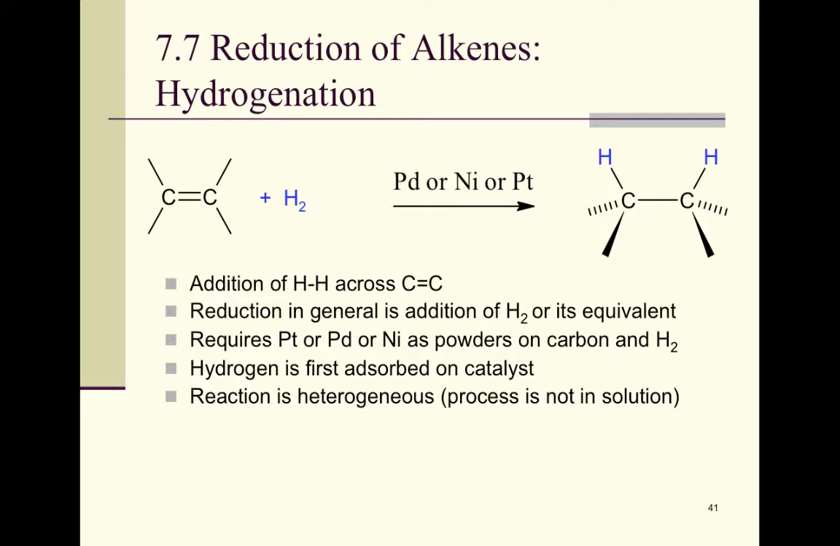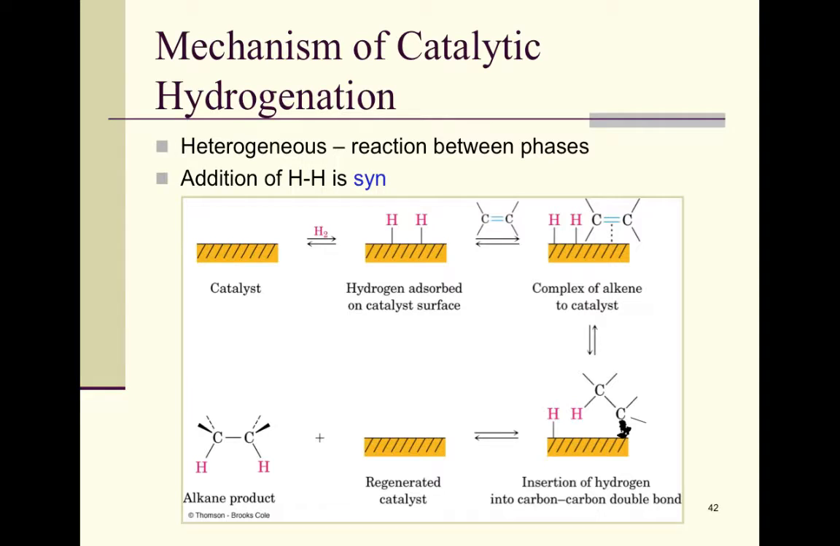You're going to see on the next slide the mechanism that this reaction literally happens on the surface of the metal. Hydrogen is first absorbed on the catalyst, the metal itself. The reaction is heterogeneous. It's not in solution. The mechanism of the catalytic hydrogenation: this is the surface of the metal that's in there, either platinum, palladium, or nickel. And what's going to happen is hydrogen is going to adsorb on the catalyst surface. The pi electrons are going to be attracted to the metal.